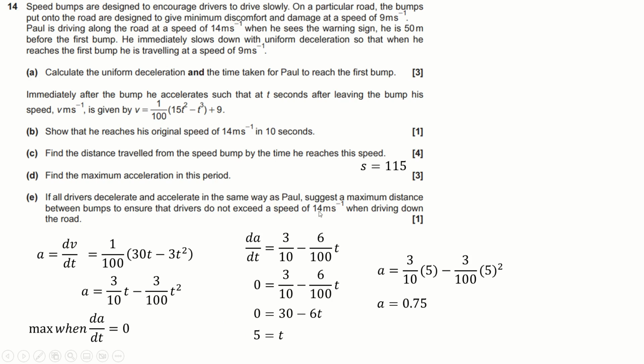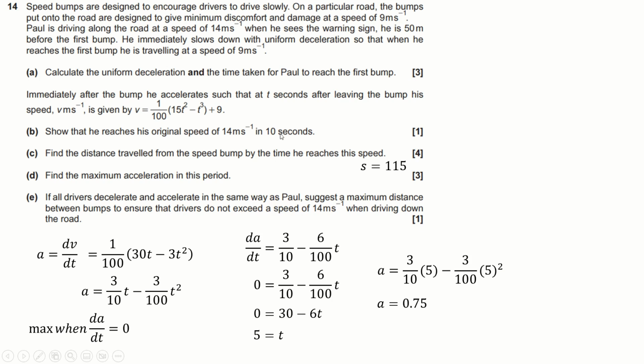If all drivers behave in the same way as Paul, suggest the maximum distance between bumps. Well, okay, so Paul took 10 seconds to get to 14 meters per second, which is the maximum speed that the road makers want people to go. So it took him 10 seconds to get there, and then looking all the way back, it took him 5 seconds to decelerate down to 9. So he's going in cycles of 10 seconds to accelerate to 14 from the previous speed bump, and then 5 seconds to decelerate back down to 9 to the next one. So that's 15.